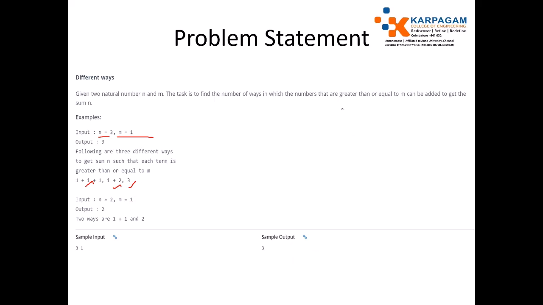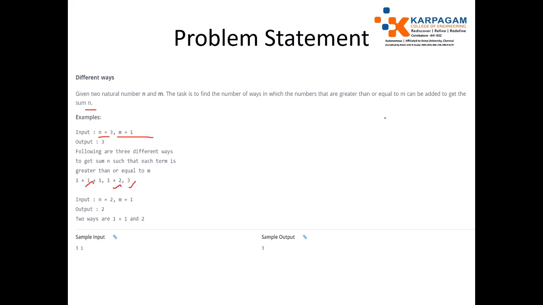So we need to find the number of ways in which numbers greater than or equal to m can be used to get the sum n. So we need to attain the value n, using numbers that should be greater than or equal to m. And also we need to find the number of ways. This problem can be solved by using dynamic programming. Dynamic programming makes use of the memoization concept.